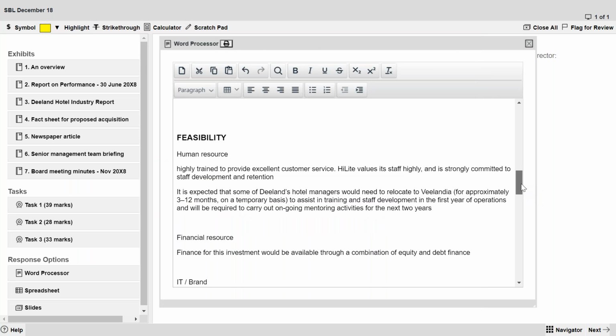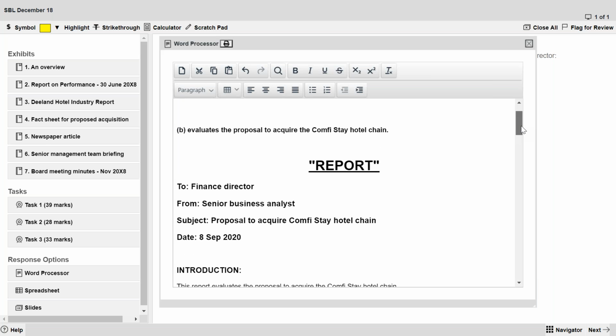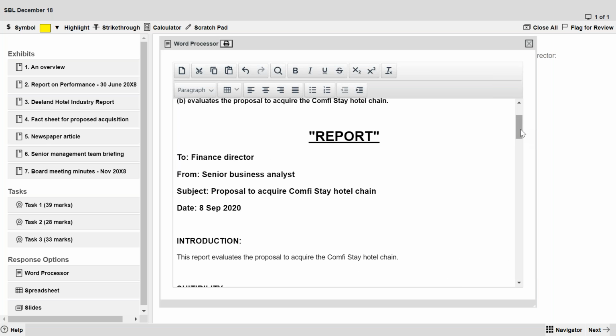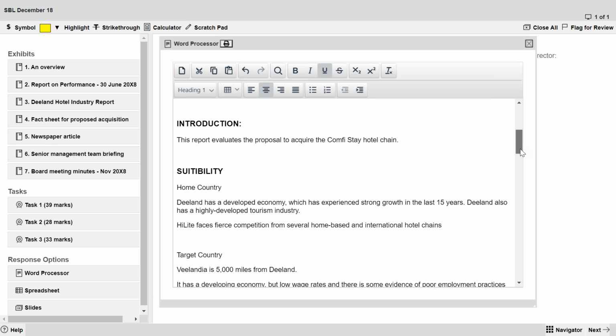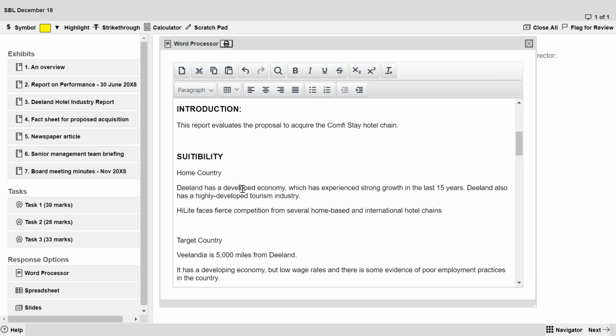So our answer is almost ready. So let's look at what's missing. So report to the finance director, introduction, suitability. We've got some information about suitability, like home country. We will say England has a developed economy which has experienced strong growth in the last 15 years. England also has a highly developed tourism industry. And then I will say, however.